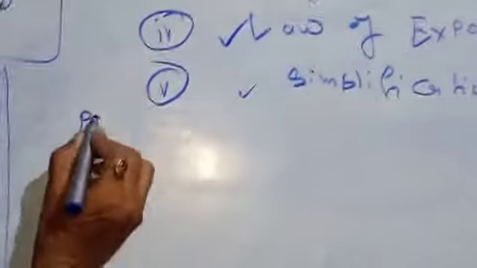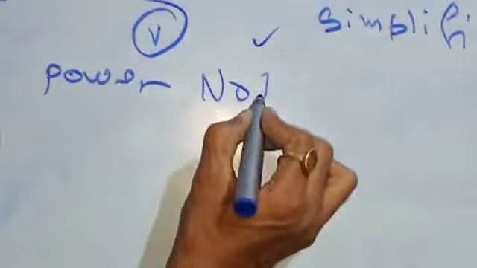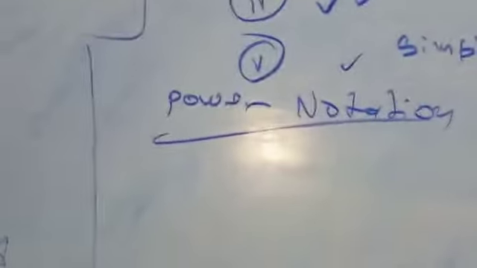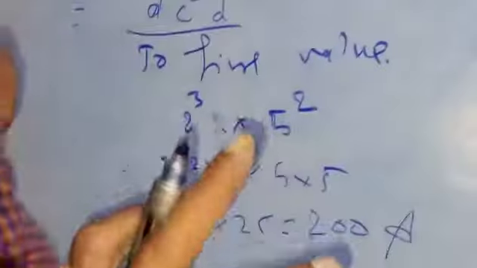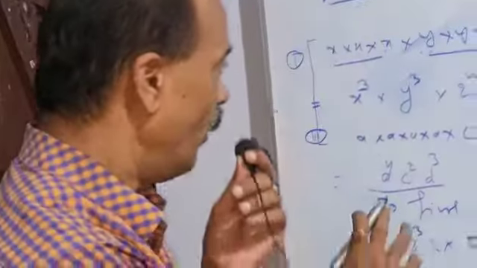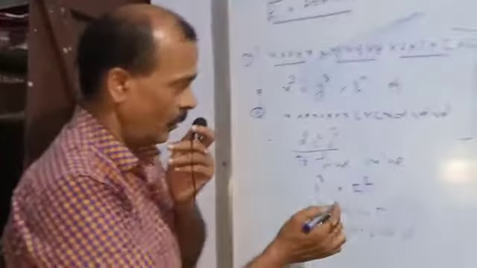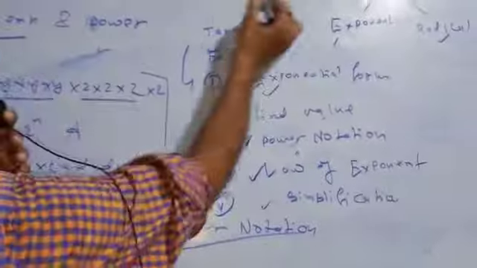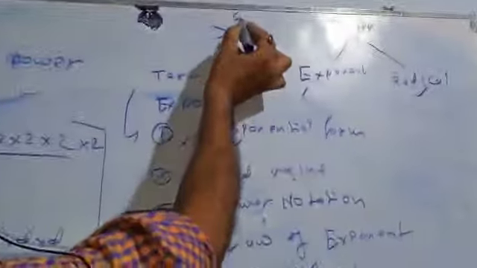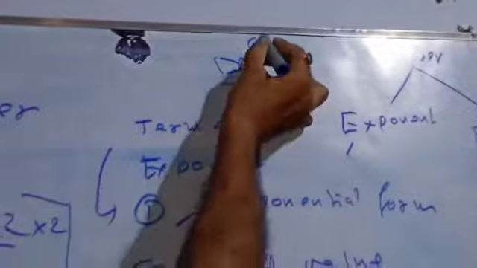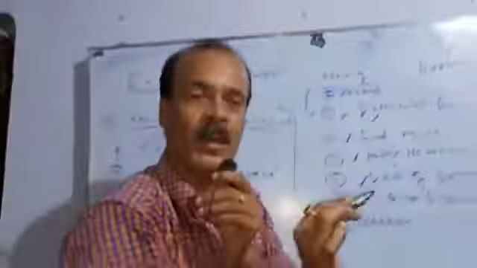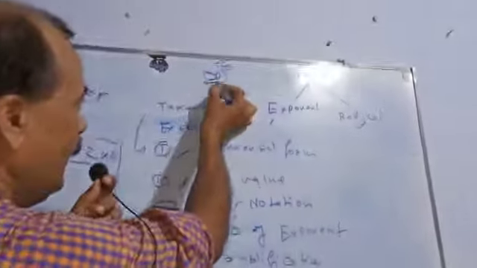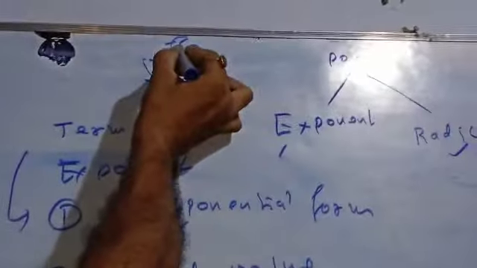Next is power notation. It means that we have to keep numbers in this way. Suppose x to the power 5. So this is the base, and this is the power. We have to express any number in this form, a base and a certain power.